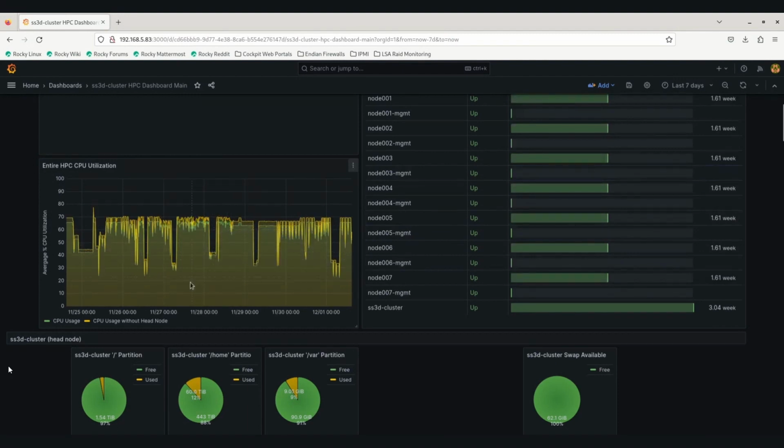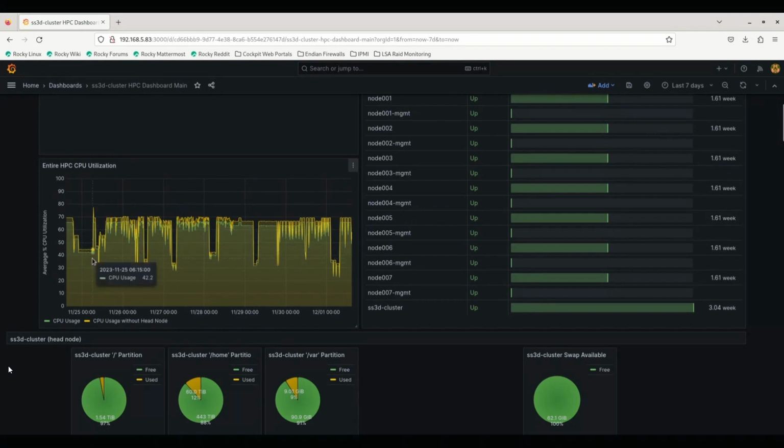Right now you're looking at entire HPC CPU utilization.